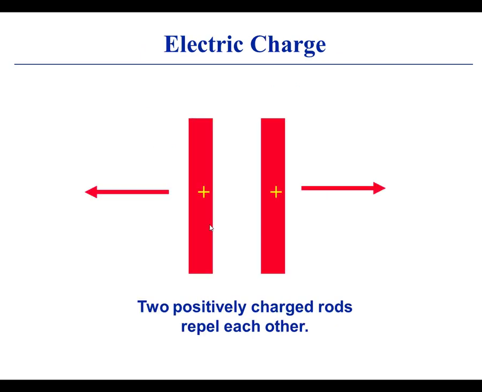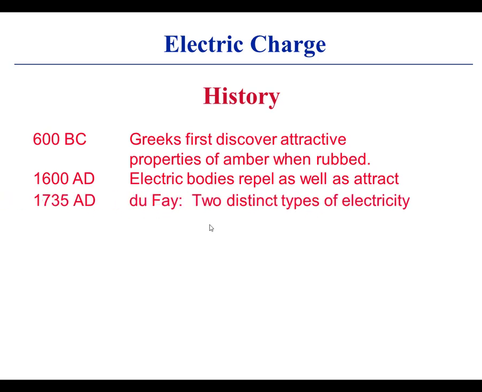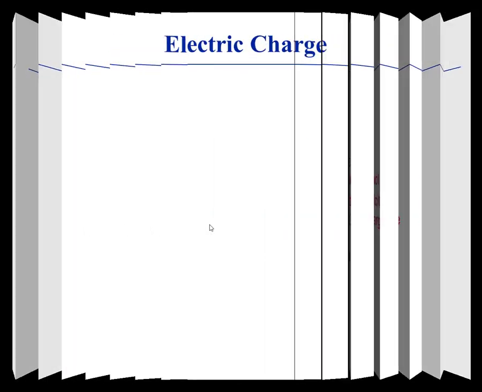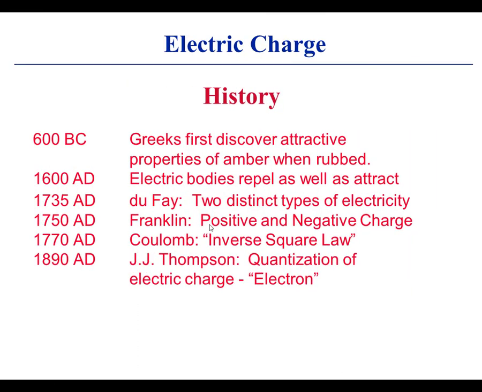In nature we have two types of charges, positive charge and negative charge. Two positively charged rods repel each other, so like charges repel each other. For example, two negative rods also repel each other. Here is the history of the study of electrostatics, and by this we can discuss that the history of electrostatics started from ancient times.